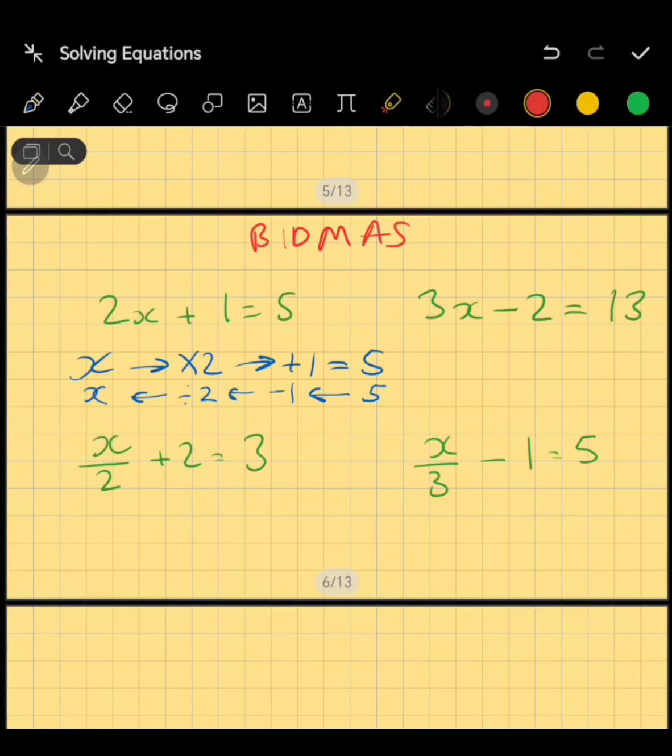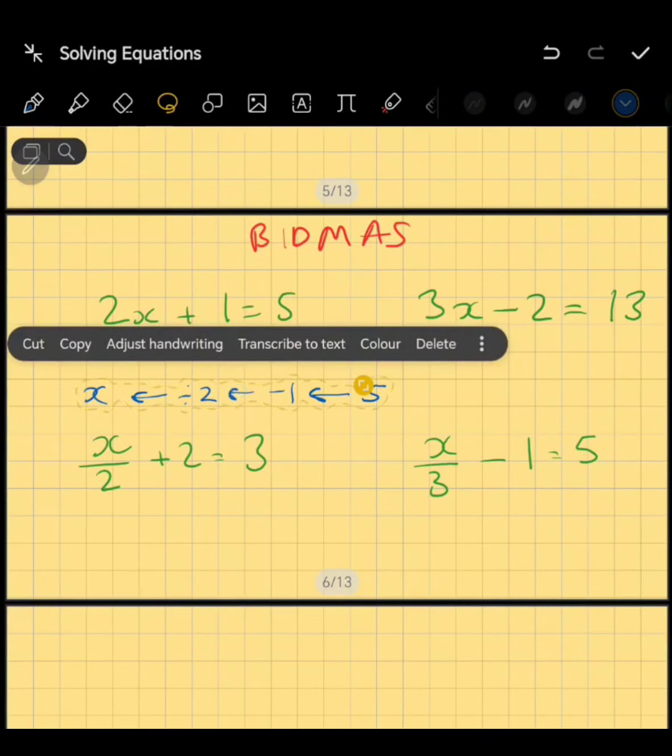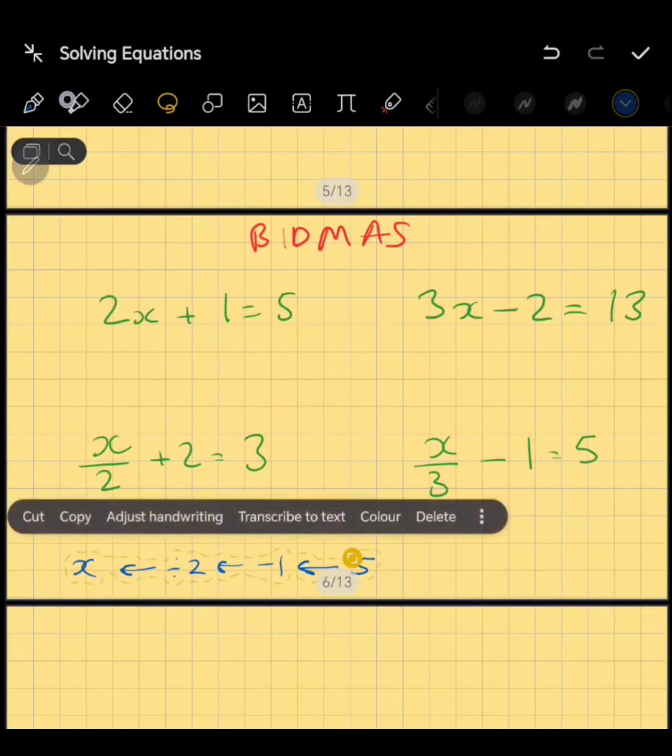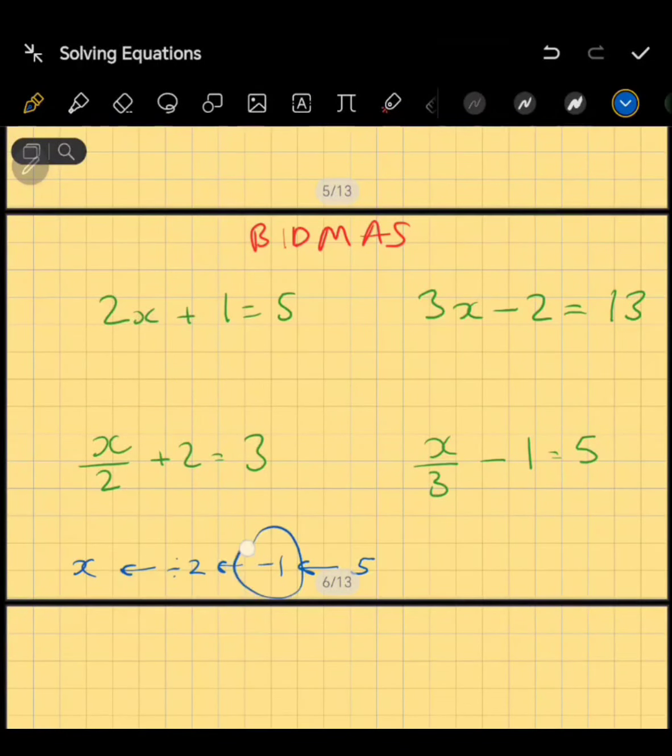So again, the forward journey is times by 2, then I add 1, and that gives me 5. The inverse, the backwards journey, which is what we need to do to get to x, to work out what x is, is minus 1 instead of plus 1, and divide by 2 instead of times 2. So now we're going to use the inverse or the backwards journey to solve this. First, let's park this over here for now. So first we're going to look at this, the minus 1.